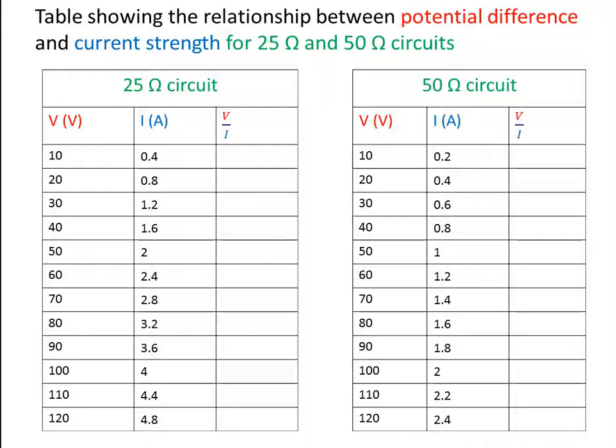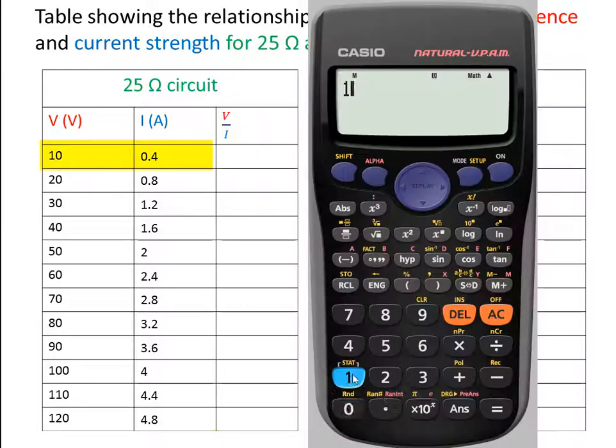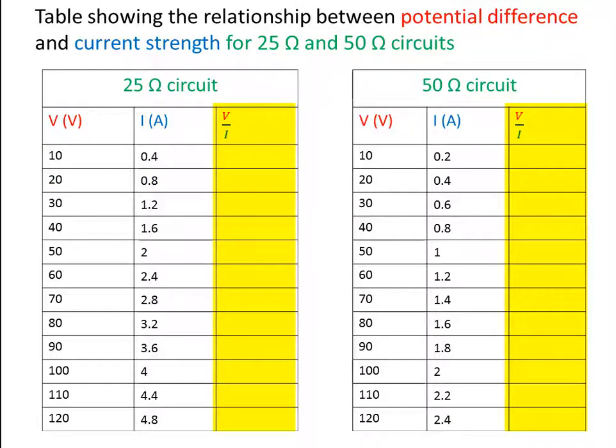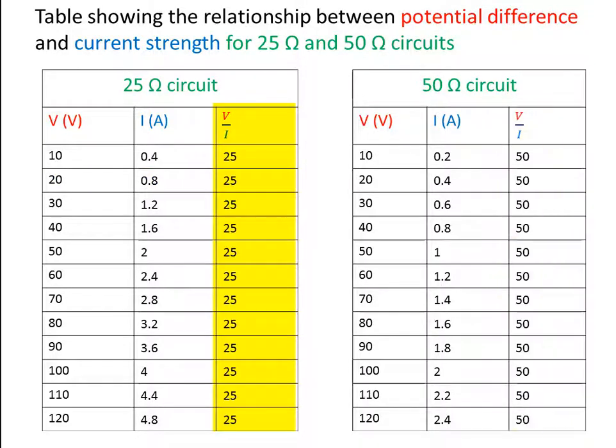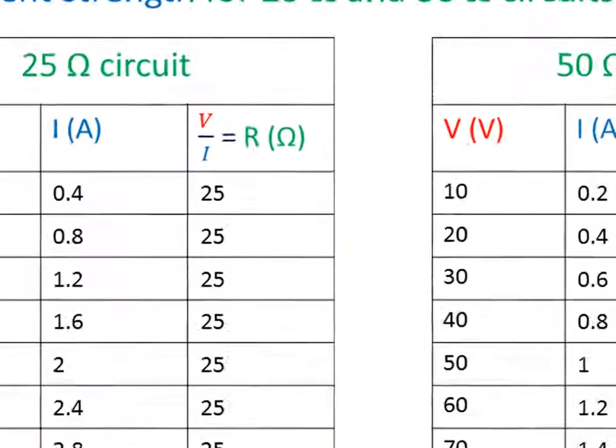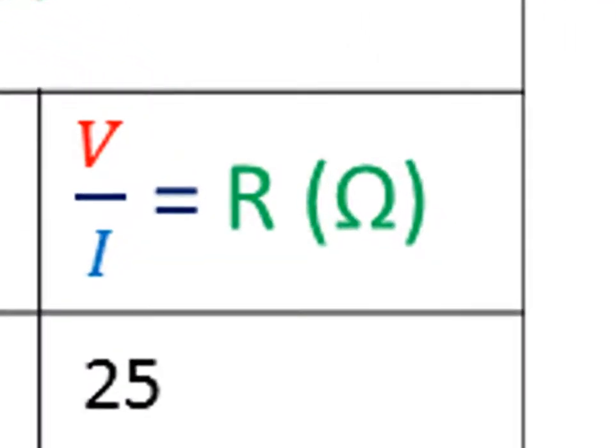For each set of data, you need to take the voltage reading and divide it by its corresponding current strength reading. 10 divided by 0,4, 20 divided by 0,8, and so on. Complete this table before you unpause the movie. What do you notice? For the 25 ohm circuit, all the answers are 25. For the 50 ohm circuit, all the answers are 50. V over I is equal to R in ohms.